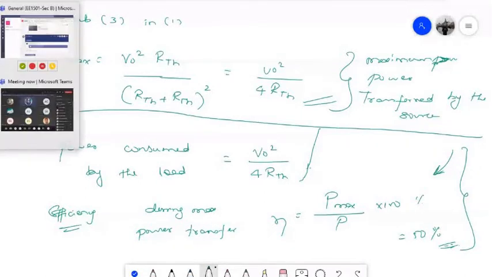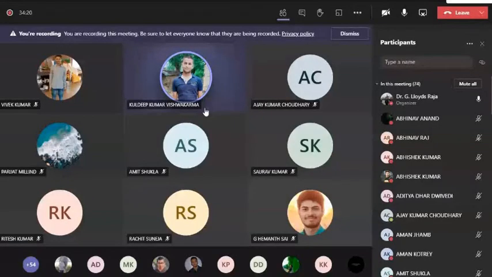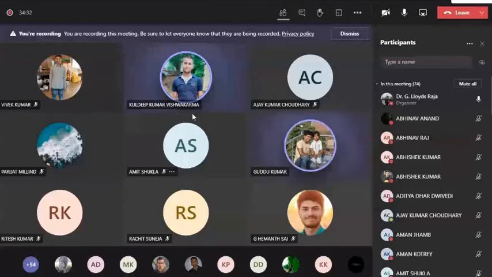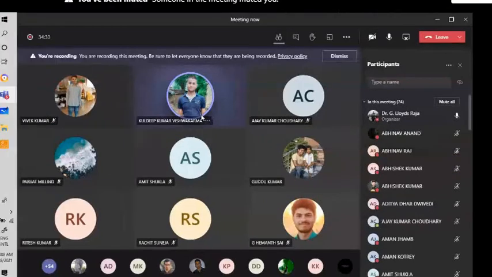How can we find P max, sir? Yeah. How can we find P max? Please explain. Kuldeep, there is some noise. Can you please be clear? Sir, how can we find P max? Yeah.